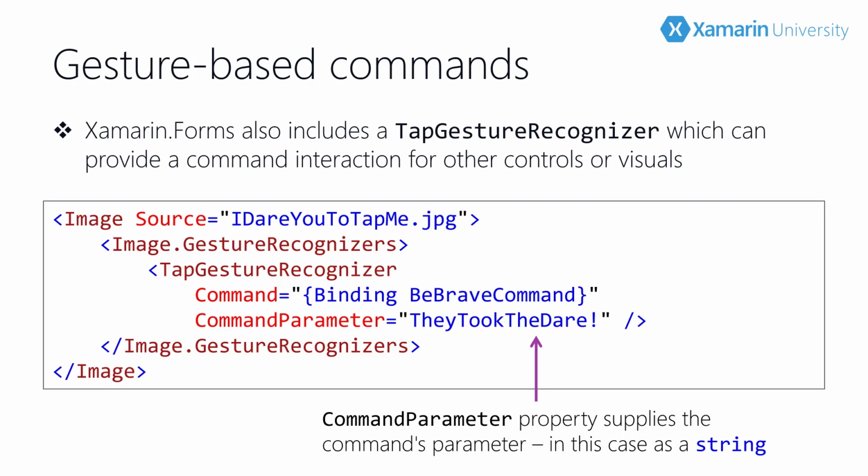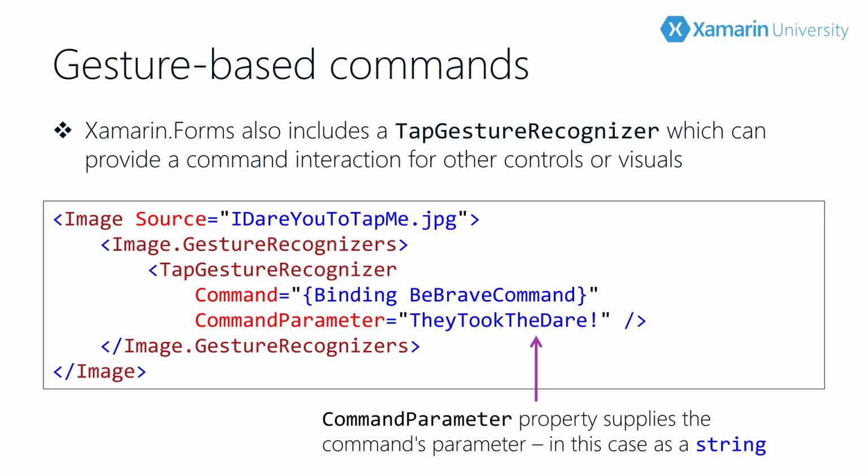For other controls that don't explicitly support a command property, you can use a tap gesture recognizer to invoke a command when the control is tapped. For example, here we included an image in our UI, but the image control doesn't have a Clicked event. But we allow the tapped interaction with the image to call out to a command exposed on the view model.